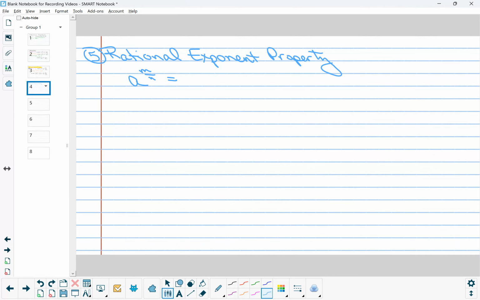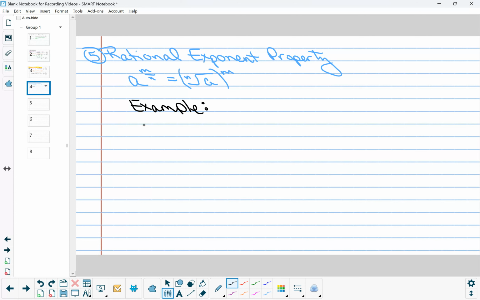And what you're going to do with that is turn it into a radical. So it's the nth root, where a is the base, and then you're going to raise it to the m power. Okay, so here's an example.